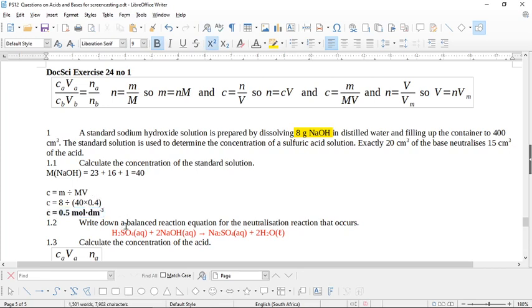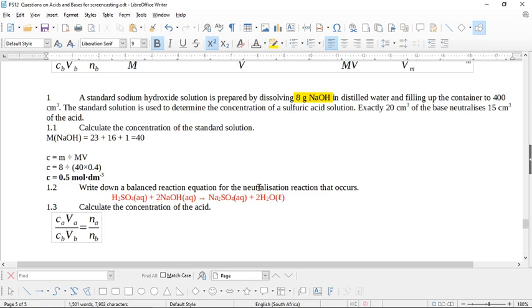Now it says write a balanced reaction equation for the neutralization reaction that occurs. So sulfuric acid plus sodium hydroxide goes to sodium sulfate and water, and acid plus a base gives you a salt and water. What you need to realize is to balance it, you've got 1 sulfuric acid to 2 sodium hydroxides to make this Na2SO4, because the sodium cation's only +1 and the SO4 sulfate ion is 2-, so that's how you balance it.